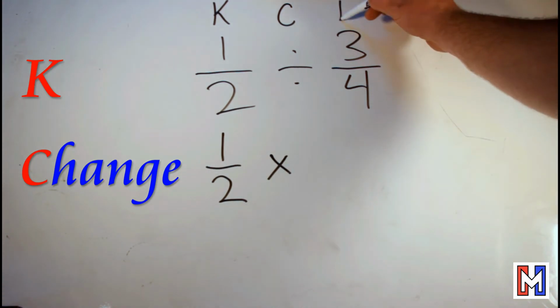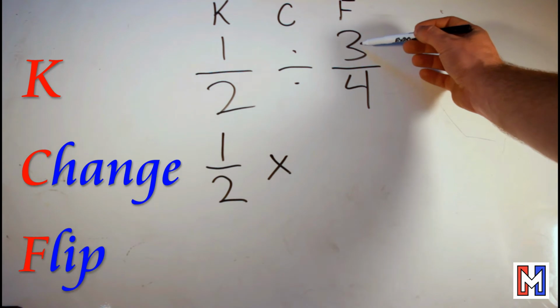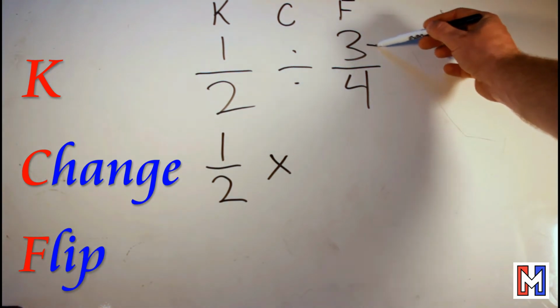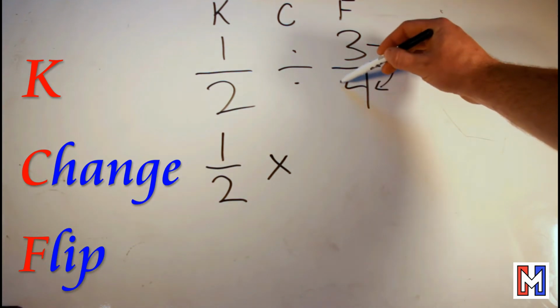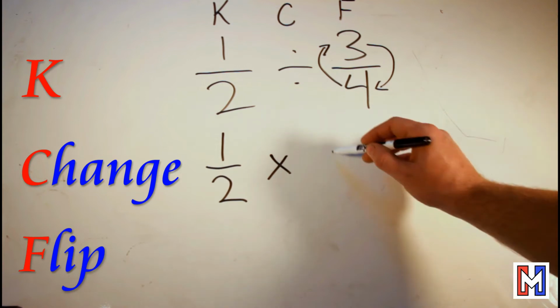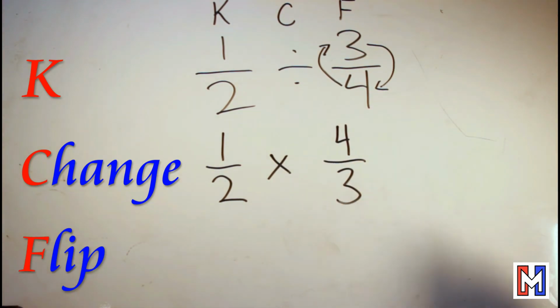All right, the last one is F, flip. That means we are going to flip the position of the numerator and denominator. The numerator is going to go to the denominator. The denominator is going to go to the numerator. So instead of 3/4, we have 4/3. Okay?